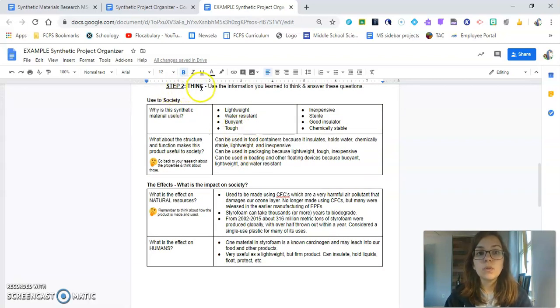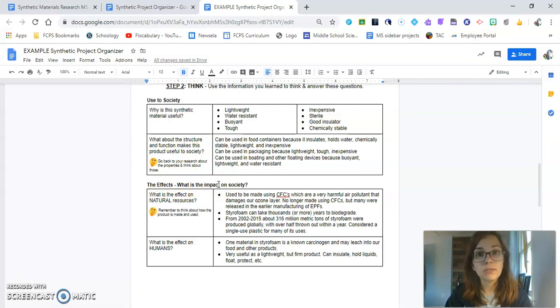So step 2, now you're thinking about it. You're applying the research to some more thoughtful questions here. So more of why type of questions. So why is this synthetic material useful? Like, why are we producing this styrofoam? And what about the structure and function makes that product useful to society? So what about those properties make it useful? And then the effects. How does the production of styrofoam impact society?